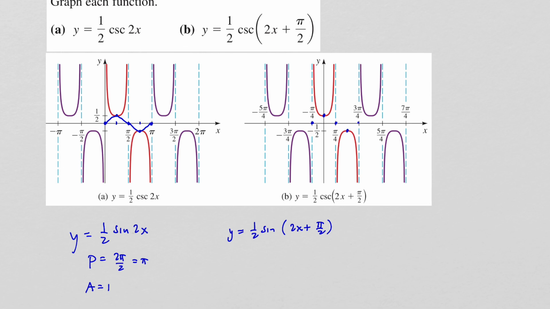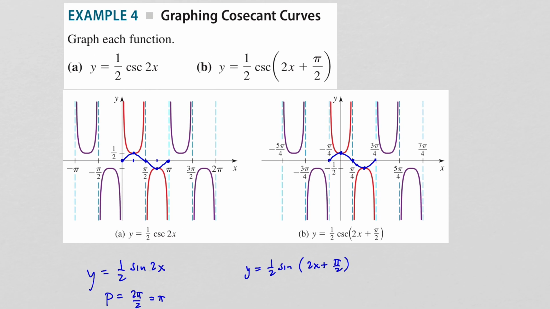I won't go through the details here, but once you graph that sine graph, once again, everywhere it hits 0, it's going to have an asymptote. And everywhere you have a high point, you'll have a U-shaped section going up. And everywhere it hits its low point, you will have a U-shaped section going down. So the easiest way to graph cosecant or secant functions is to first graph either sine or cosine, right? The reciprocal of the function.